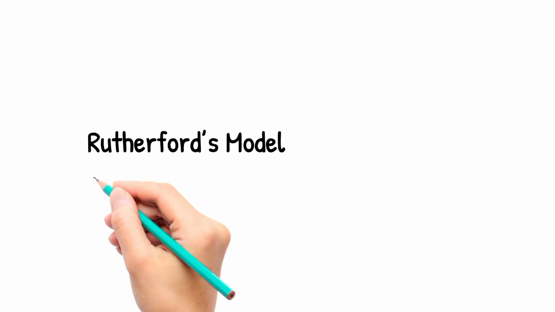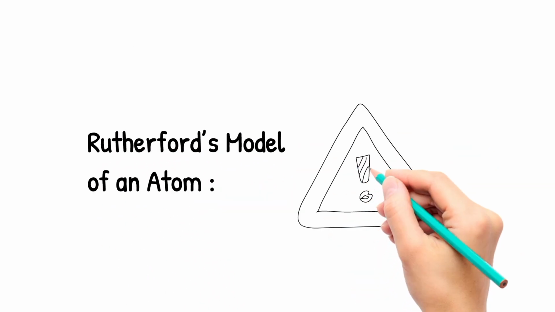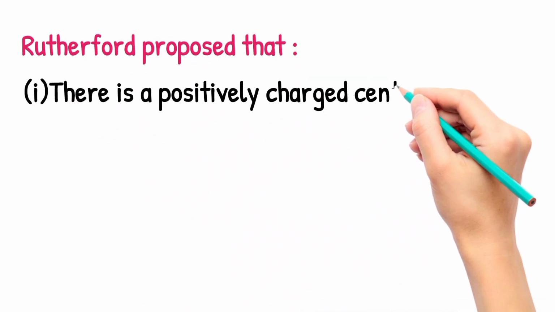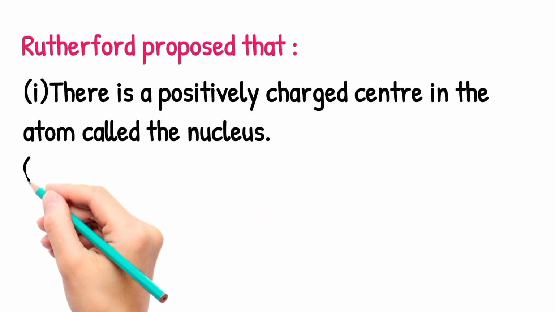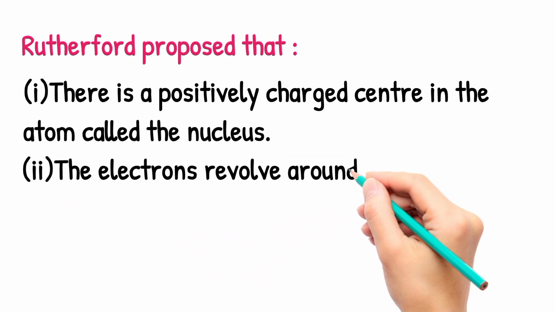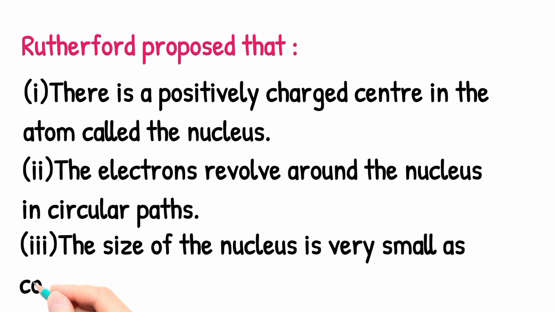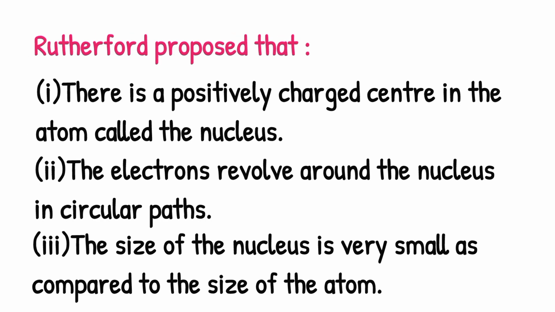Moving on to the next model of an atom, that is Rutherford's model of an atom. Rutherford proposed that there is a positively charged center in the atom called the nucleus. The electrons revolve around the nucleus in circular paths. The size of the nucleus is very small as compared to the size of the atom.